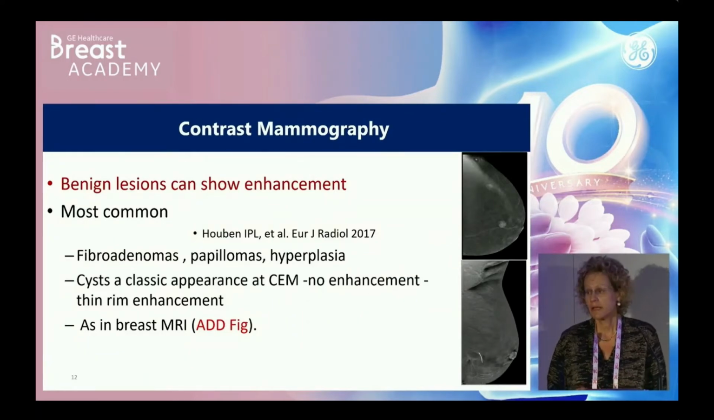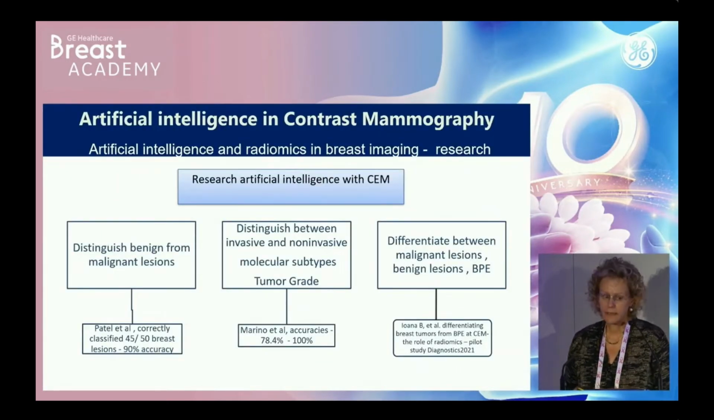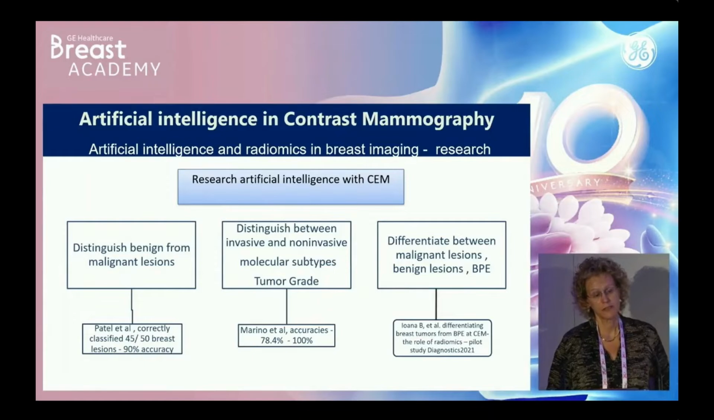We know that benign lesions can enhance. It was described in the literature, and most of those are fibroadenomas, papillomas, or hyperplasia. Cystic lesions have the typical appearance like in breast MRI, with rim enhancement. Those are very typical BI-RADS 2 lesions.